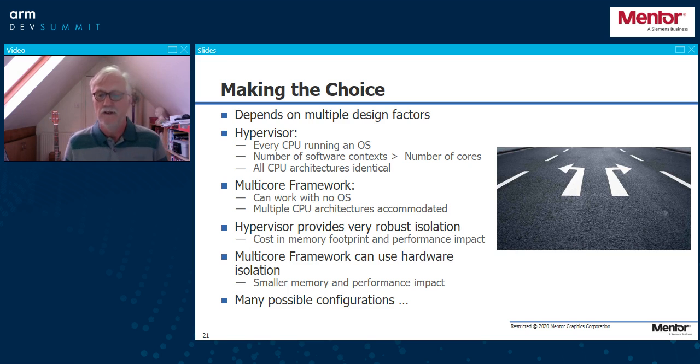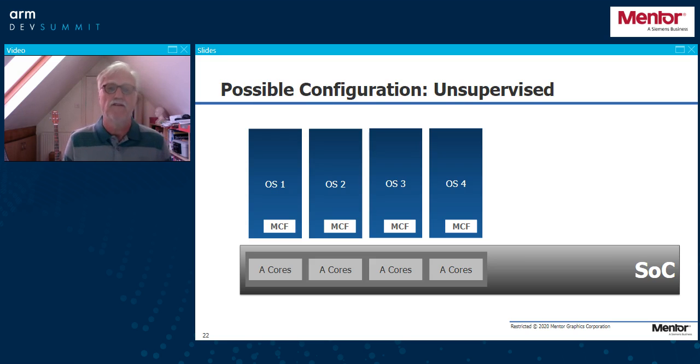I'm going to go through a few examples. This is not exhaustive by any means. Let's start off with something simple. Here is an AMP system. We have 4 cores. We don't know their architecture, but let's assume they're the same. We're running 4 operating systems on them, which may or may not be the same. And each of these incorporates a multi-core framework.